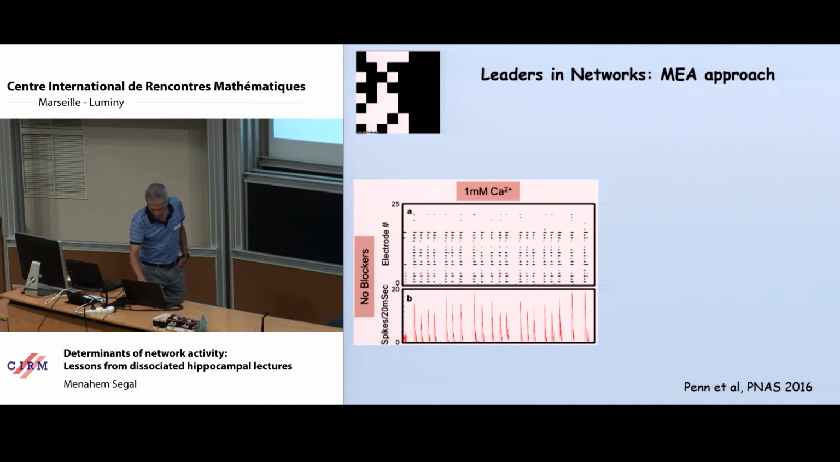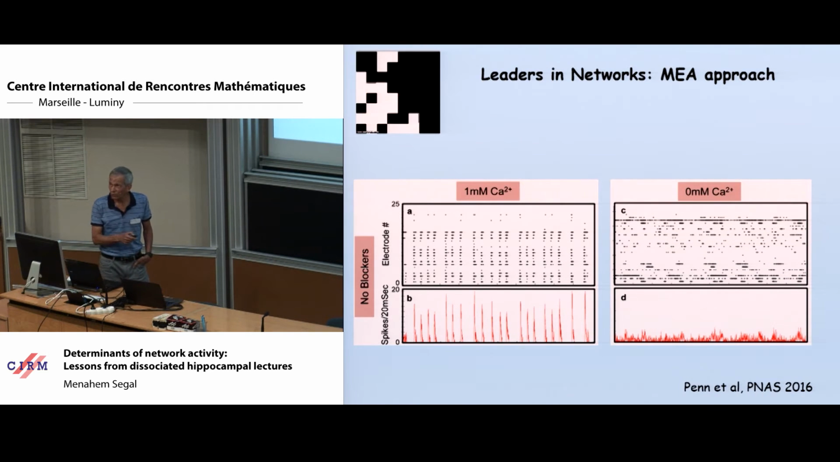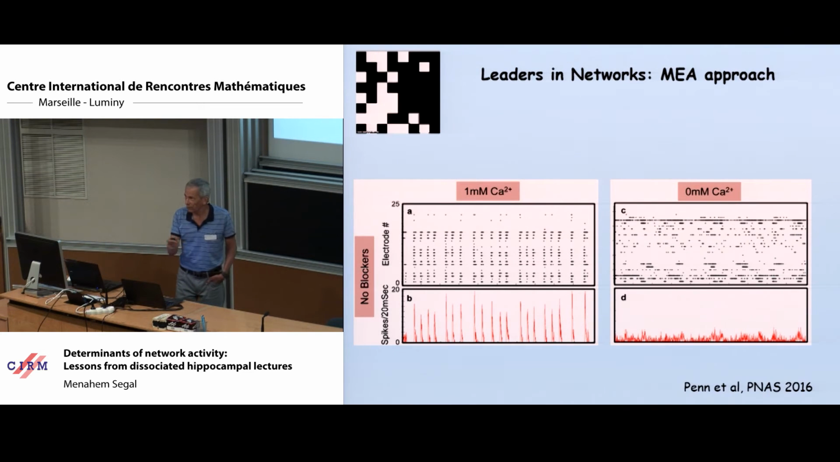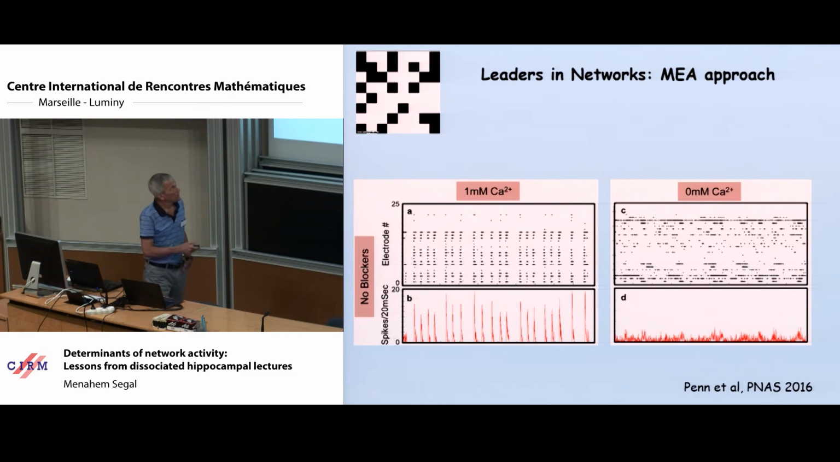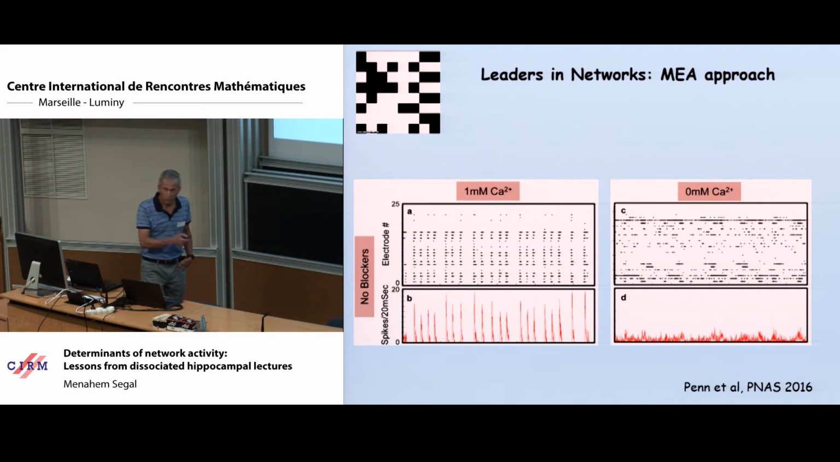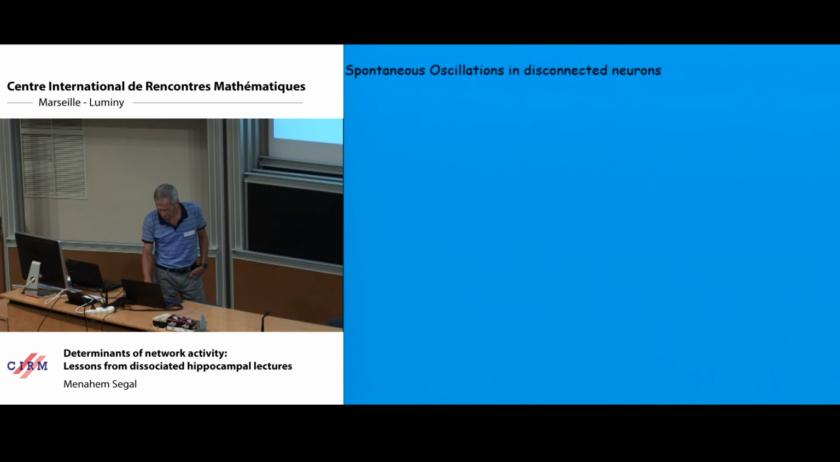Now, we go on, remove calcium. When we remove calcium from the medium, connectivity is lost. There is no synaptic connectivity, yet the neurons fire. So there is a lot of activity. If you summarize the activity here and here, it's about the same. But it's not synchronized as it is in the connected network.